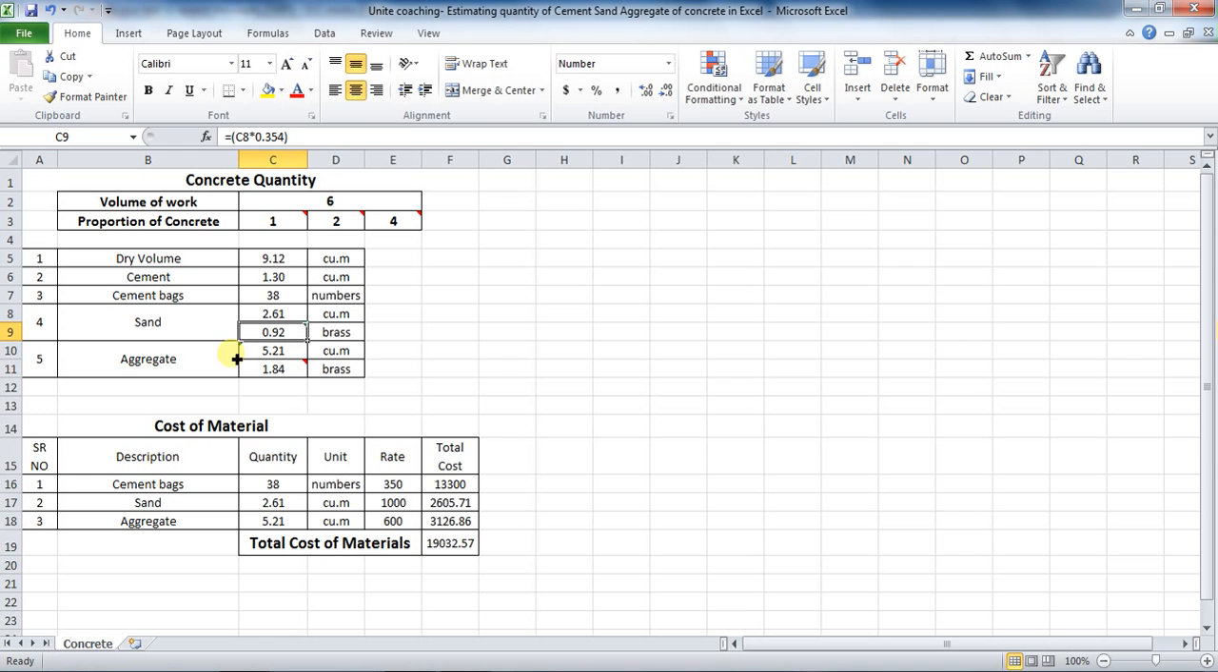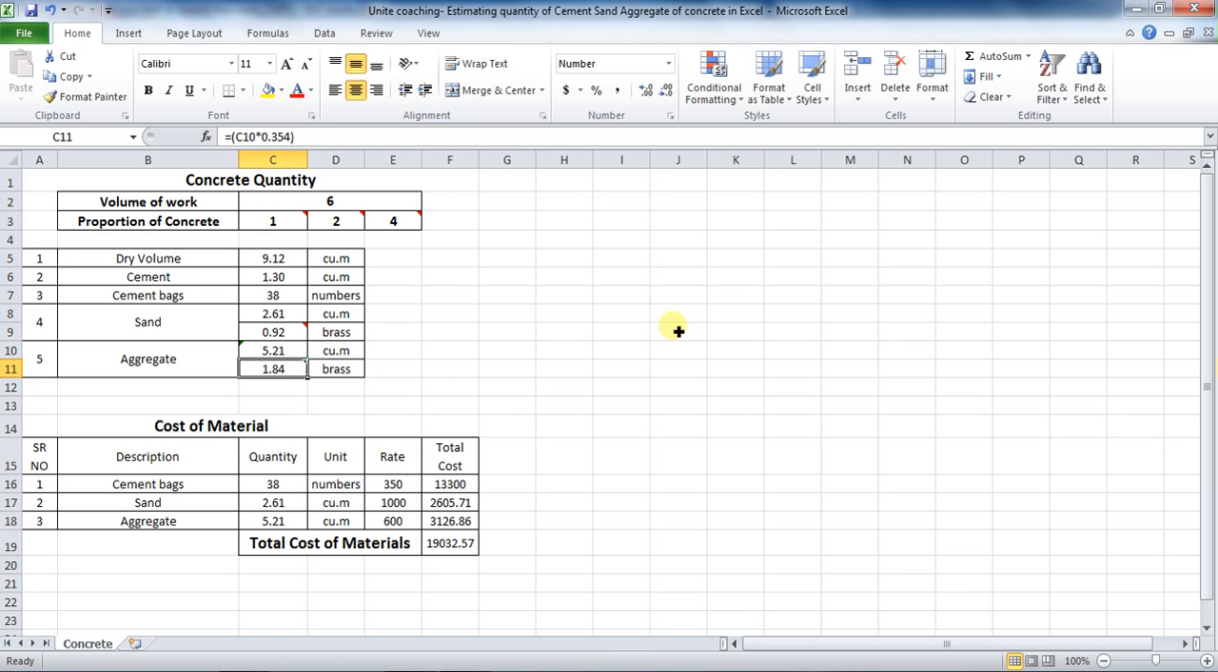Similarly, calculate the quantity of aggregate. The formula is dry volume divided by the sum of proportion into proportion of aggregate. That is, this 9.12 divided by 1 plus 2 plus 4 into 4. To calculate it in Excel, put the formula as equal to cell C5 divided by bracket start cell C3 plus D3 plus E3 multiplied by cell E3, which comes to be 5.21 cubic meter or 1.84 brass.